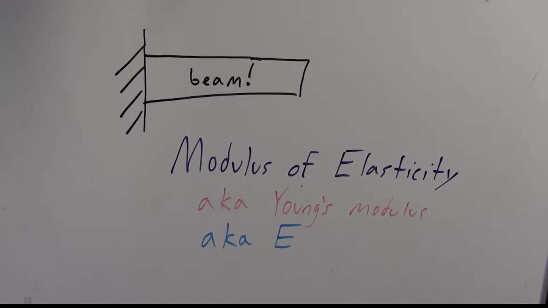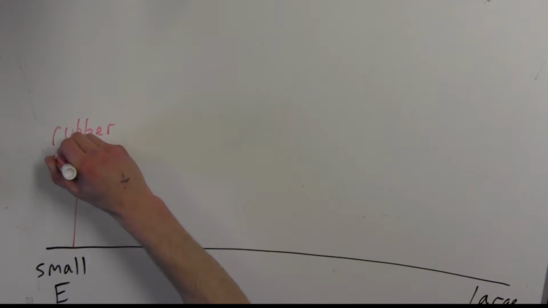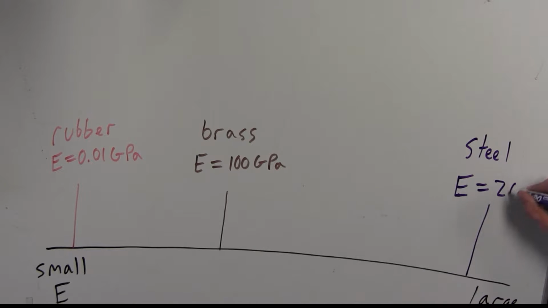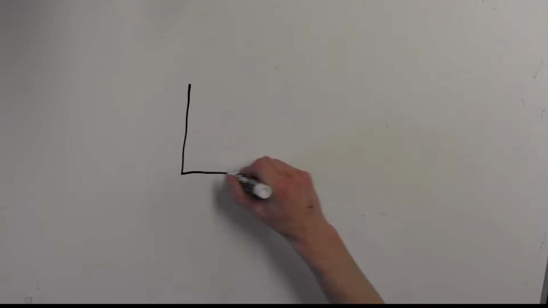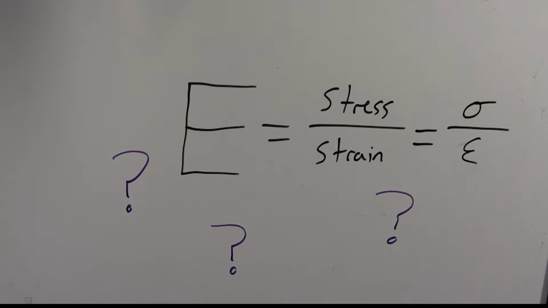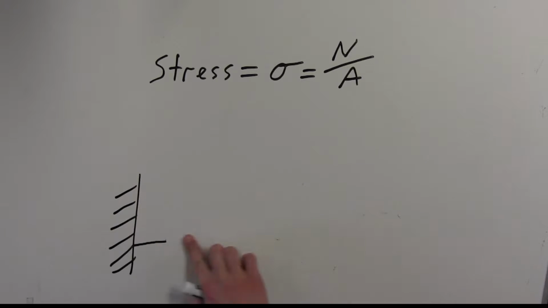The modulus of elasticity measures the stiffness of a material, or how willing it will be to stretch or compress when a force is applied to it. A low modulus of elasticity means a material is very stretchable, whereas a high modulus means a material is very stiff. You've also learned that the modulus is equal to stress over strain in this equation, but what exactly are stress and strain? Stress is defined as the normal force through a beam over its cross-sectional area.